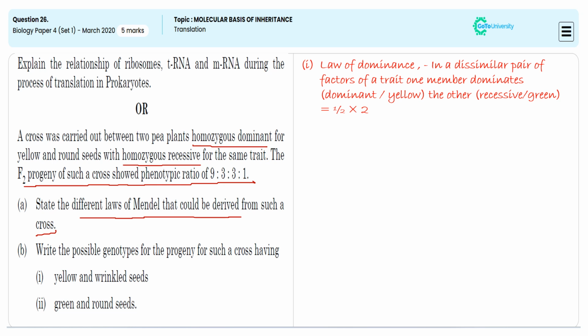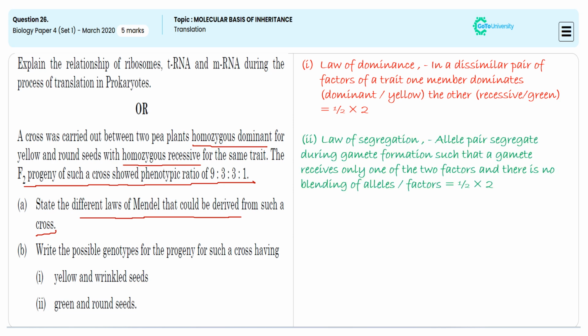In the second law, we specify the law of segregation or purity of gametes. Allele pairs segregate during gamete formation such that the gamete receives only one of the 2 factors and there is no blending of alleles or factors. In this way, if I mention this, we secure another 1 mark.